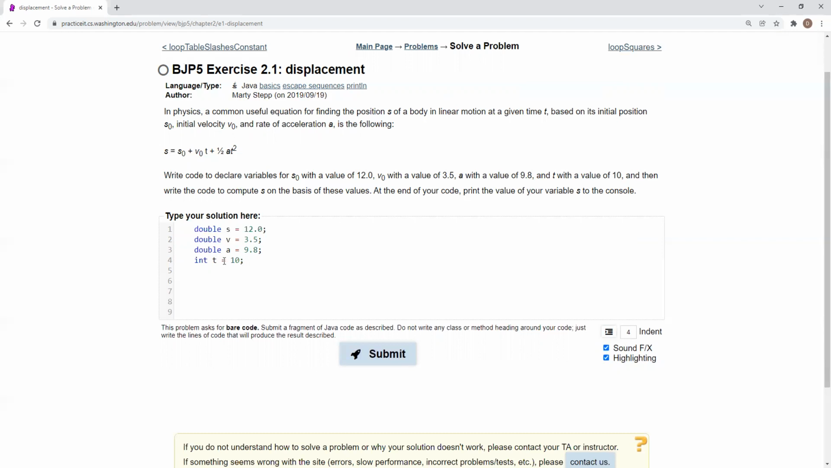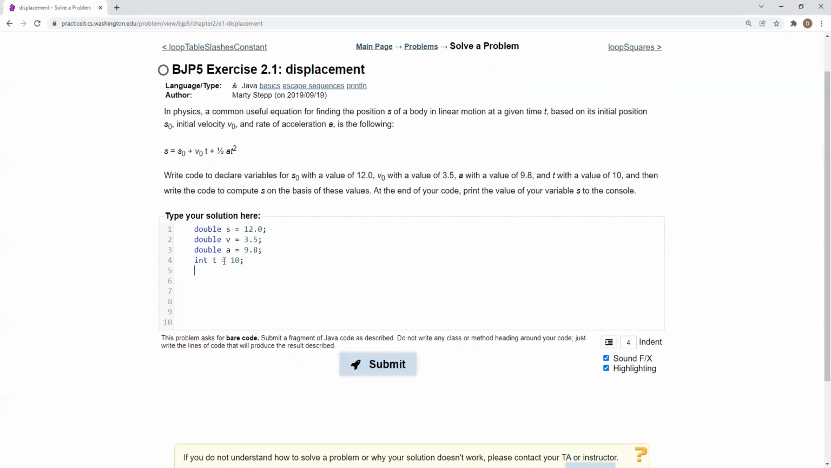And now you'll see why it doesn't matter if it's an int or a double, because the final calculation is going to be double positions, which is the final s. And because that's going to be a double at the very end, it doesn't matter if t is an integer or a double because it will automatically be converted into a double in double positions.